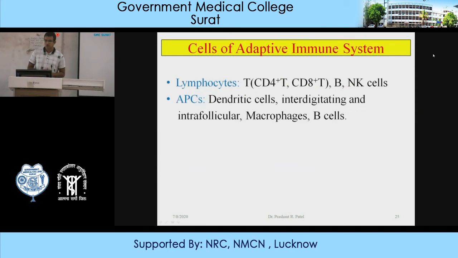Now, what are the cells of the adaptive immune system? The most important cells are T lymphocytes, B lymphocytes, NK cells, and antigen presenting cells. In the adaptive immune system, the role of the antigen presenting cell is very crucial. Without antigen presenting cells, the adaptive immune reaction does not take place. There are various kinds of antigen presenting cells like dendritic cells, macrophages, and B lymphocytes.